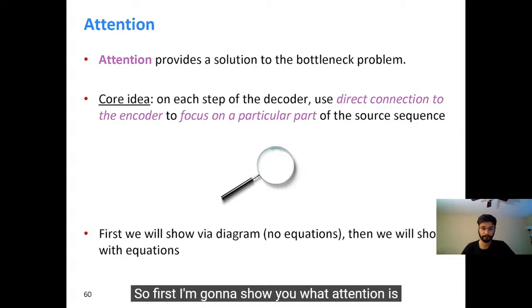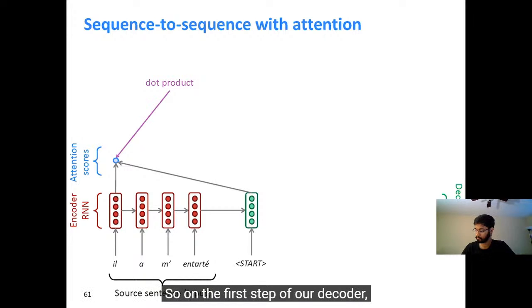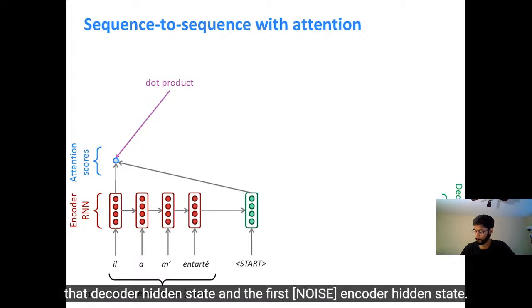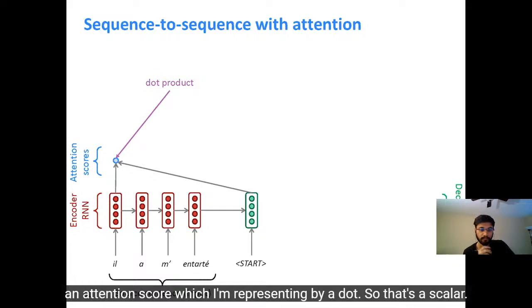So first I'm going to show you what attention is via a diagram, so that's kind of an intuitive explanation, and then I'm going to show you the equations later. So here's how sequence to sequence with attention works. On the first step of our decoder, we have our first decoder hidden state. So what we do is we take the dot product between that decoder hidden state and the first encoder hidden state. And then we get something called an attention score, which I'm representing by a dot.